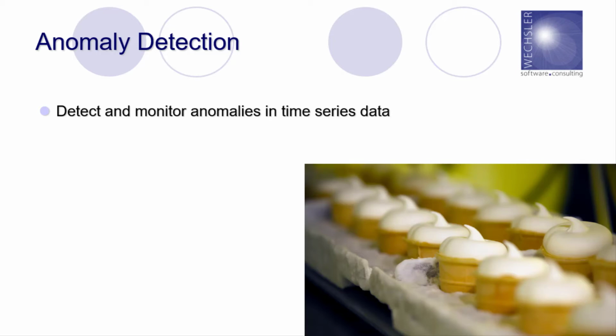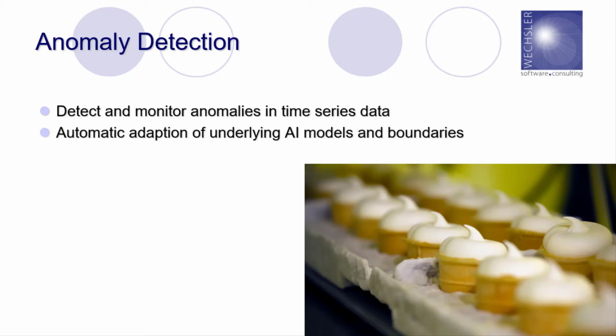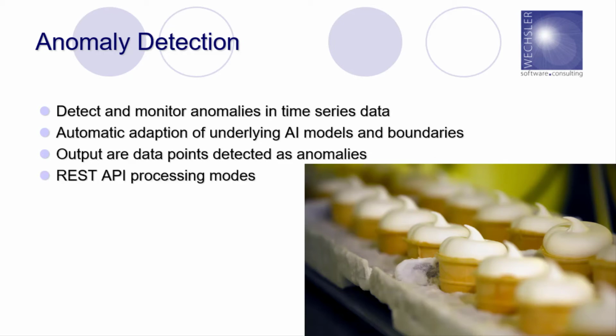And these anomalies are quite often hard to detect via normal code. Quite often this is done by setting thresholds, but thresholds are not able to react dynamically. And the interesting thing is that anomaly detection, through the adaptation of the underlying AI models and boundaries, is able to handle these dynamic variations. As an output, you get from the API data points, which are detected as anomalies, and the service can be used in a standard way via REST API.